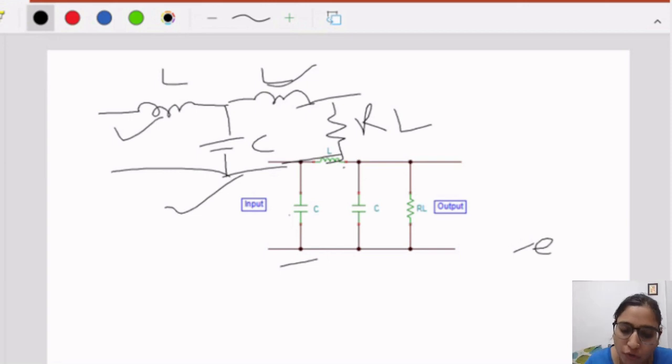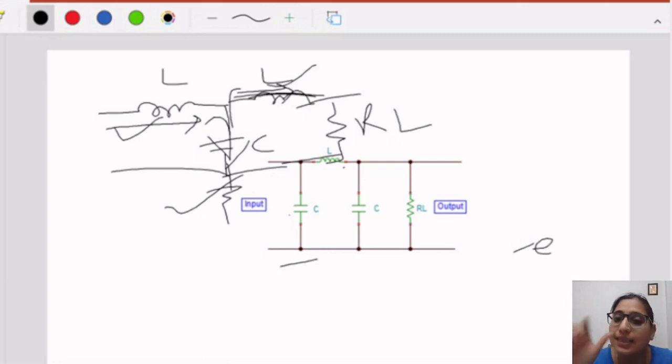Same working happens. First, AC components are blocked, so only DC will pass. Whatever AC component is left will pass through this capacitor and be grounded. And only the DC component will flow towards this inductor. And whatever AC component is still left after filtration will be further removed by this inductor coil. And at RL, what are we getting? We are getting pure DC, which is not pulsating but a steady state DC.